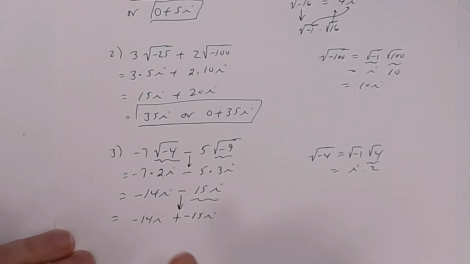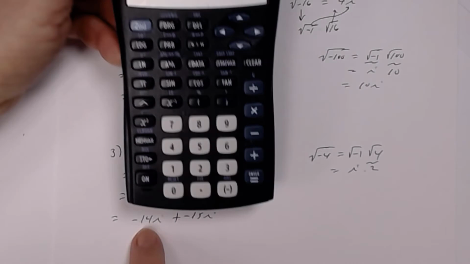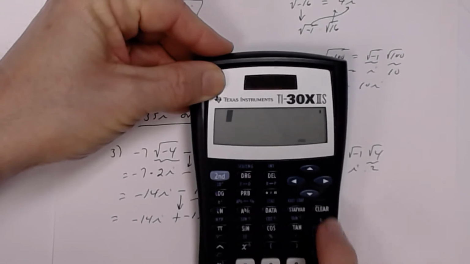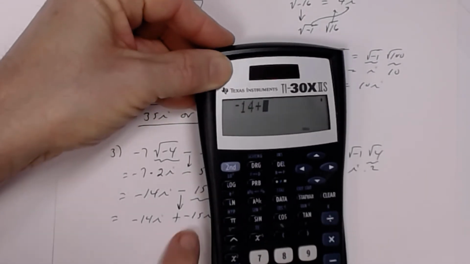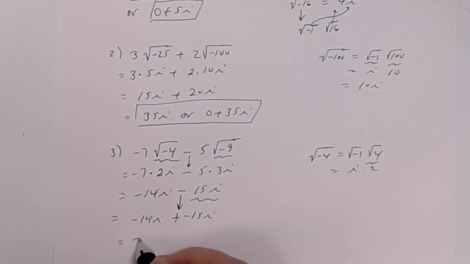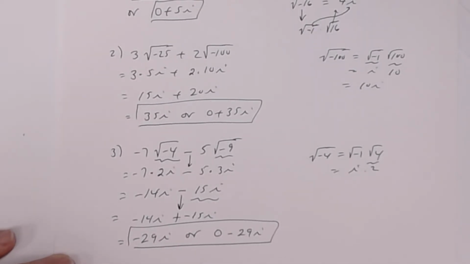Now, some of you may not remember your sign rules for adding or subtracting, but here you're adding two terms whose signs are the same, so you add their absolute value and you keep the sign. Many students, though, since you have access to a calculator, you just go ahead and look at your coefficients, so you say negative 14 plus negative 15, and you get negative 29. So this becomes negative 29i, or you can say 0 minus 29i. Okay? All right, so that was number 3.